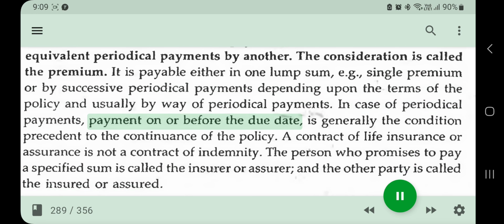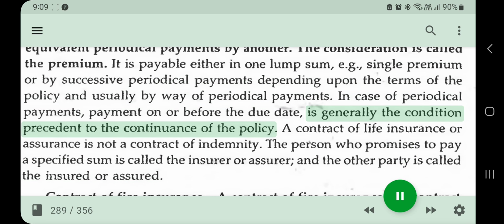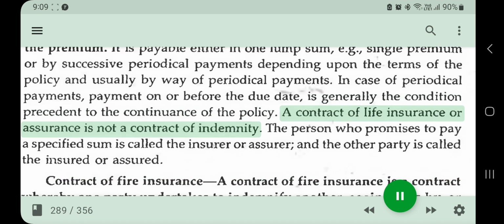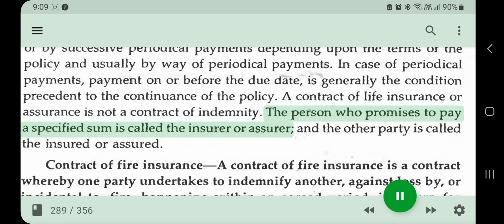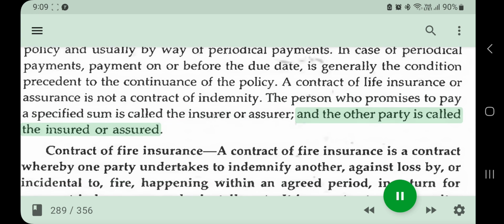In case of periodical payments, payment on or before the due date is generally the condition precedent to the continuance of the policy. A contract of life insurance or assurance is not a contract of indemnity. The person who promises to pay a specified sum is called the insurer or assurer, and the other party is called the insured or assured.